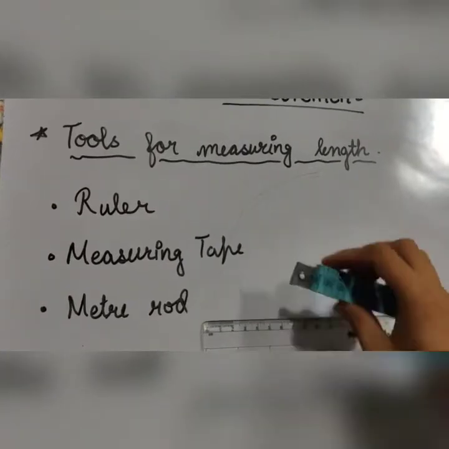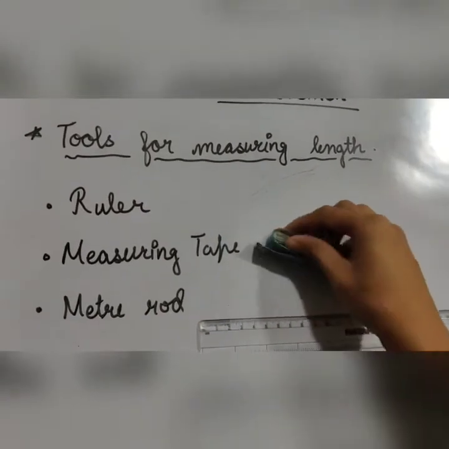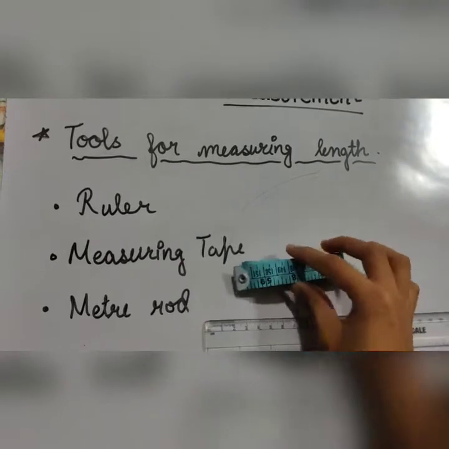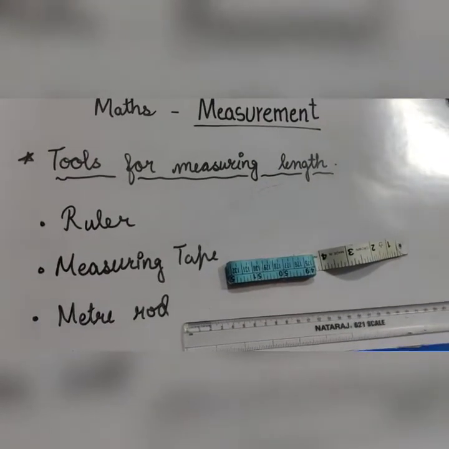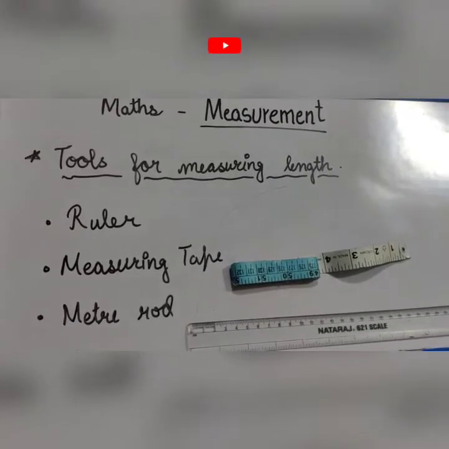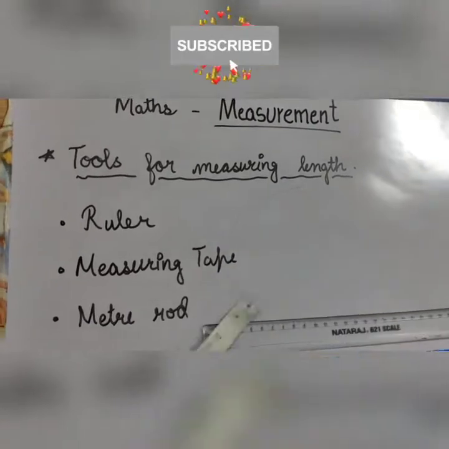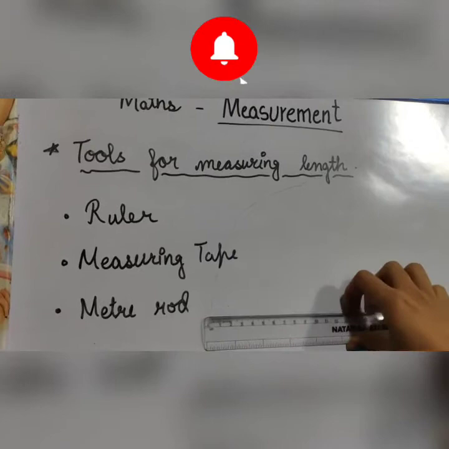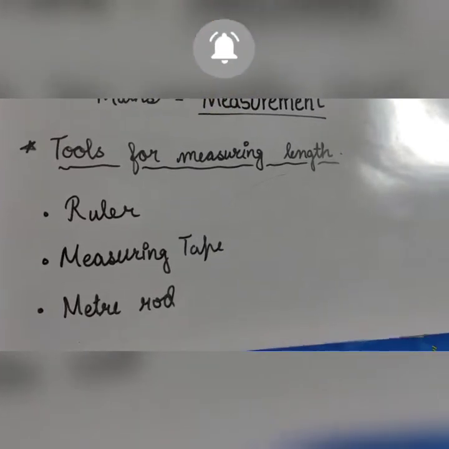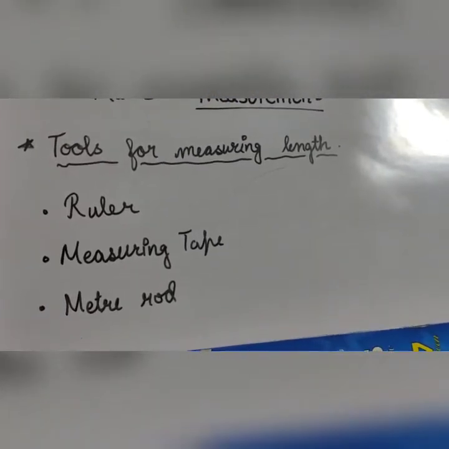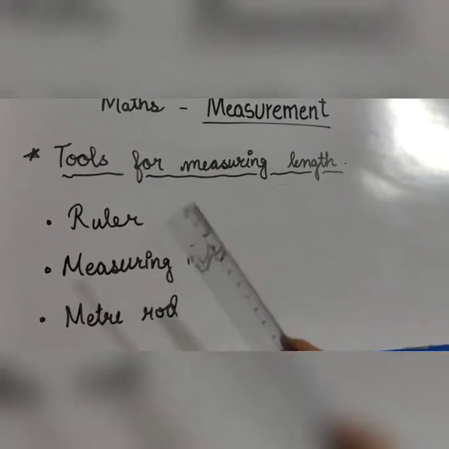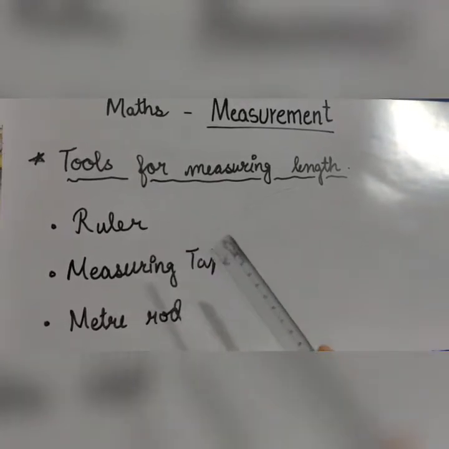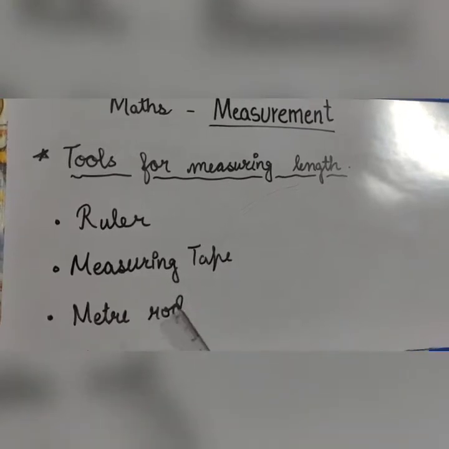Next is measuring tape. This is the measuring tape. You must have seen measuring tape is used by carpenters and tailors to measure wood or fabric. Next is meter rod. This is used to measure the fabrics and ribbons by the shopkeepers. So there are 3 tools: ruler, measuring tape and meter rod.